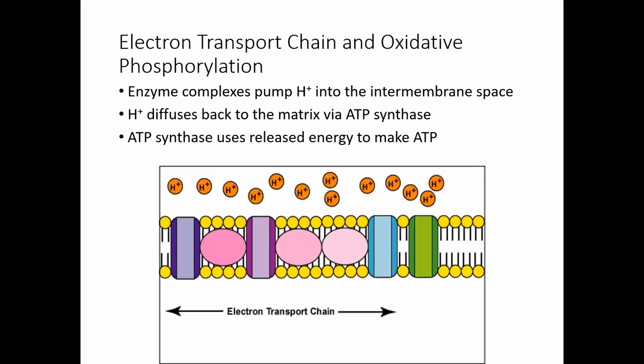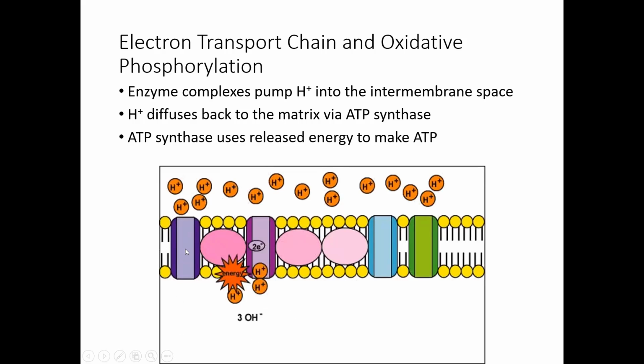This works a little slower here so you can see it. There's the chain, same phospholipid bilayer. Here comes NADH. It gets oxidized by this enzyme. Hydrogens that get released are pumped across the membrane into the inner membrane space. The electrons are transferred from this enzyme to this enzyme to this enzyme. We keep pumping hydrogens across the space.